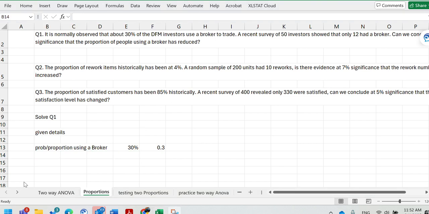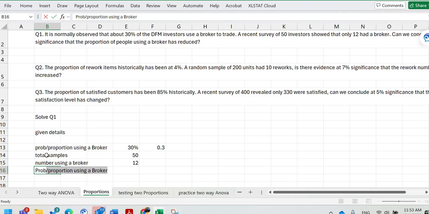So there are also more details given. How many samples did we take? Total samples. We took 50 people. How many said yes? The number of people using a broker: 12 people are using a broker. From this, I can find the probability.